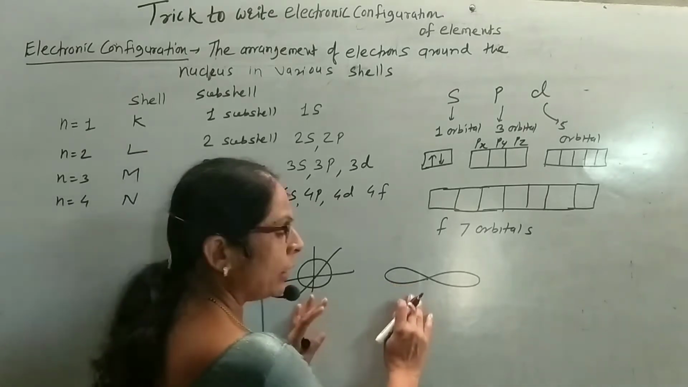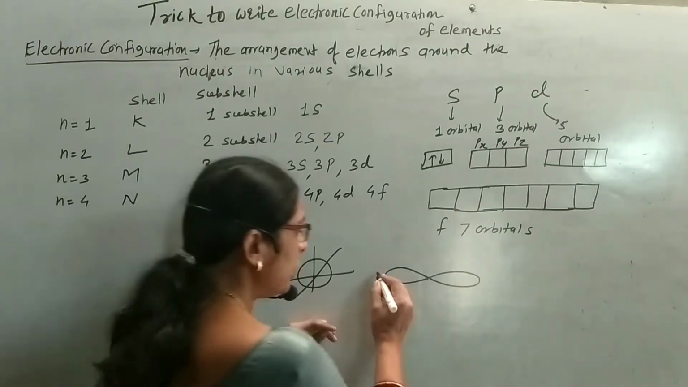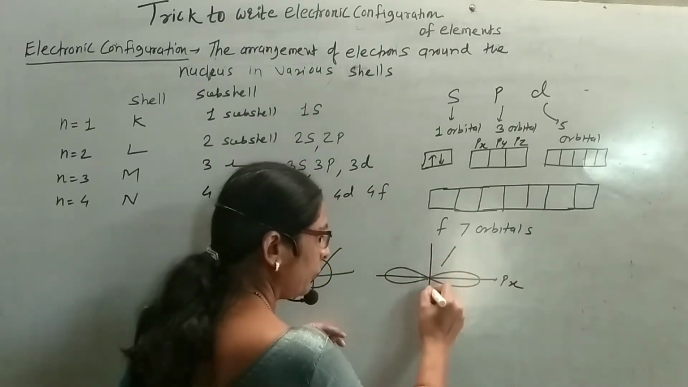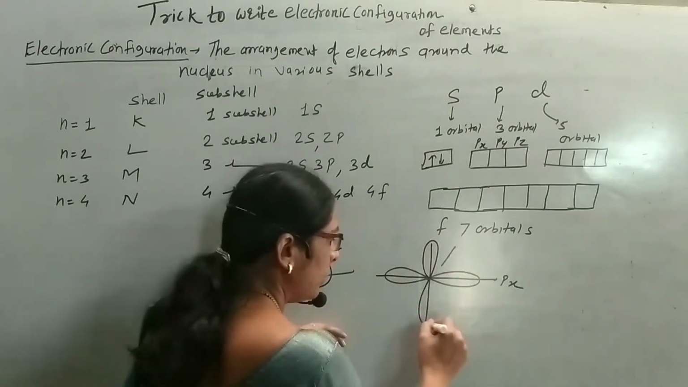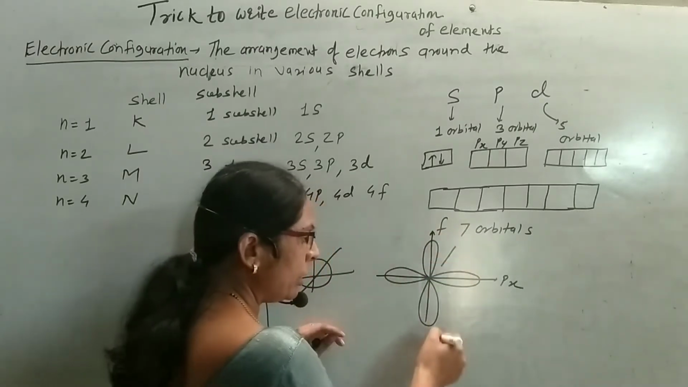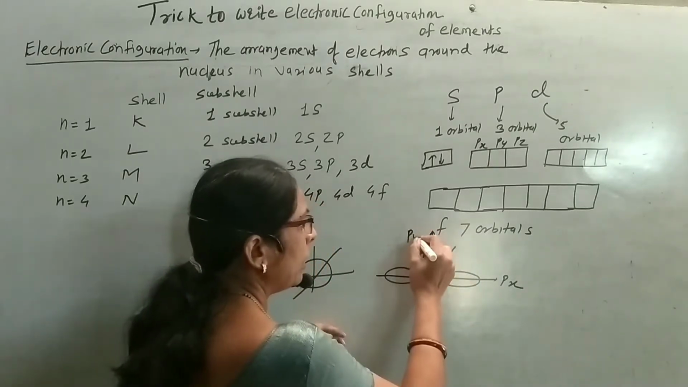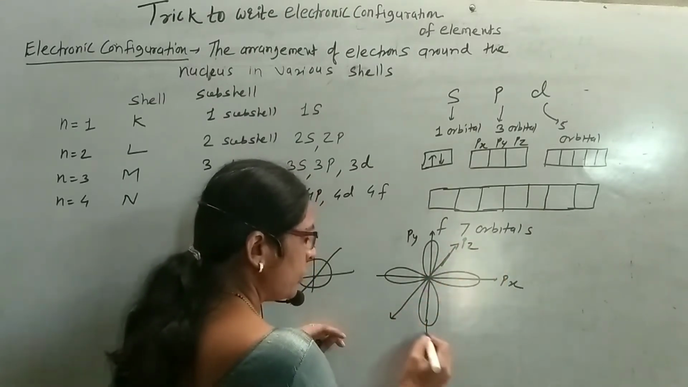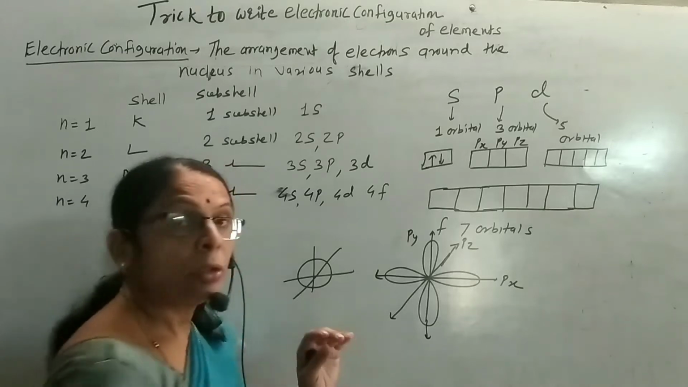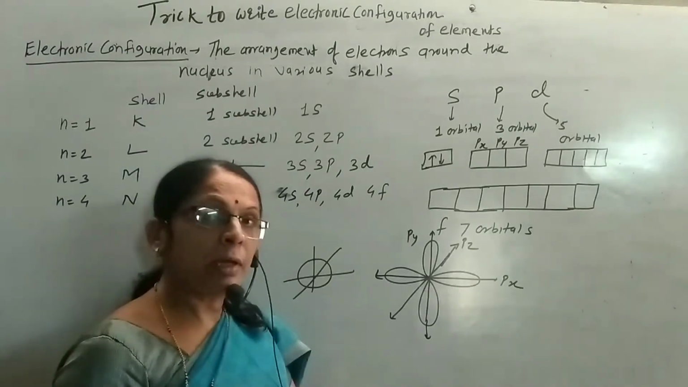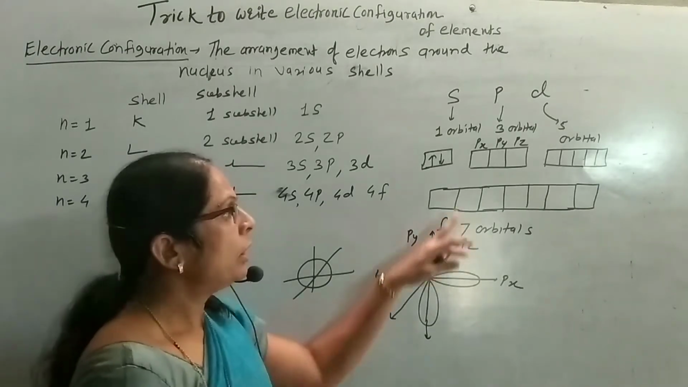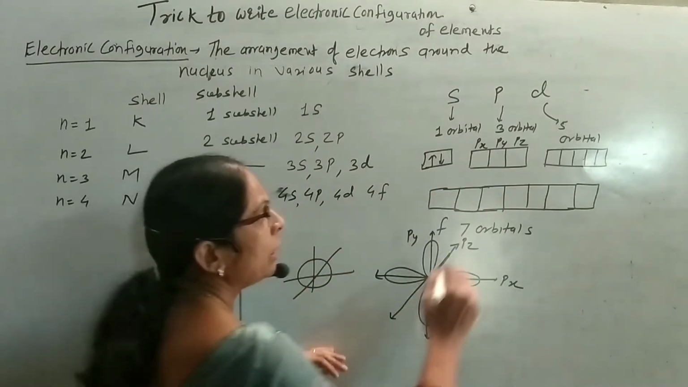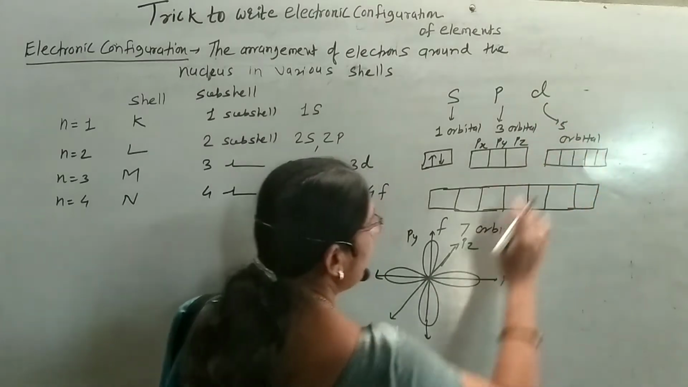But P has an orientation in 3 directions, such as Px, and then Py. If it is oriented in the Y direction, it is a Py, and if it is oriented in the Z direction, it is a Pz. So depending upon in which direction it has an orientation, it is of 3 types: Px, Py and Pz.